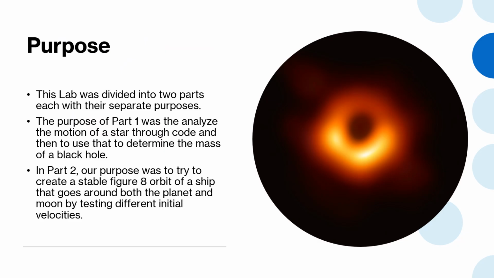So the purpose of this lab, the lab was divided into two parts. The first part was we analyzed the motion of a star around a black hole, and then using that analysis, we determined the average mass for the black hole. And the second part of our lab was to take a ship that had landed on a moon and determine its exit velocity from the moon in order to get a figure-8 orbit around both the moon and the planet.